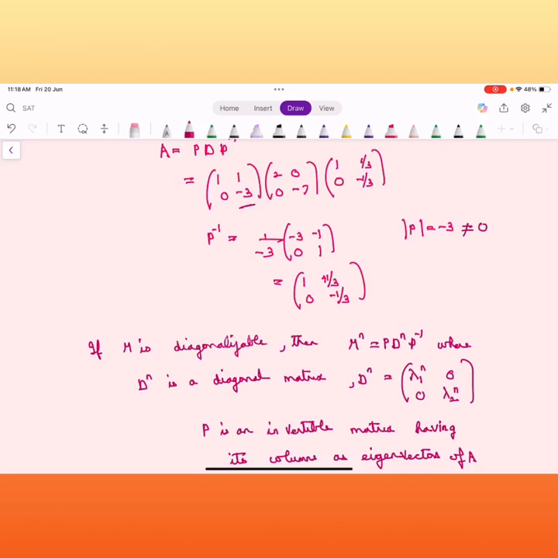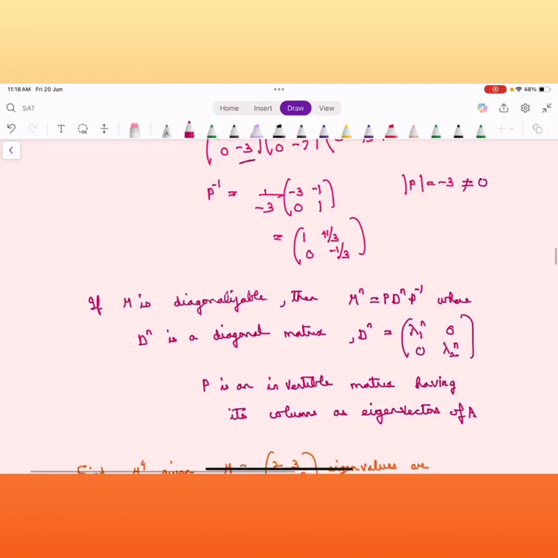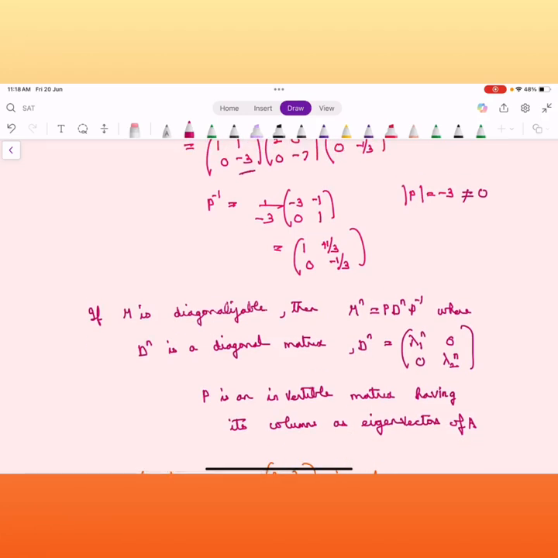Now if M is diagonalizable, then M raised to n equals P D raised to n P inverse, where D raised to n will be a diagonal matrix having the diagonal values lambda 1 raised to n, lambda 2 raised to n, and so on. And P is an invertible matrix having its columns as eigenvectors of A.